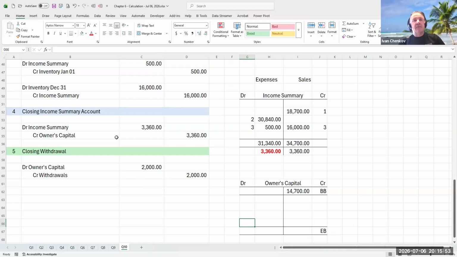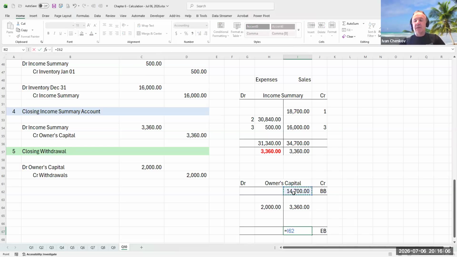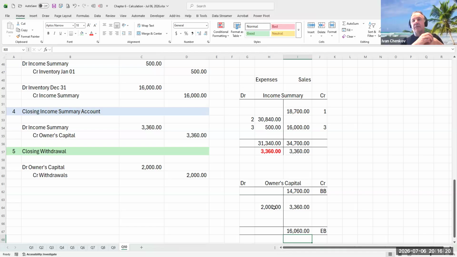First thing first, we can see from the income summary, we're adding $3,360. From the withdrawal, we're deducting $2,000. So what's the ending balance of this account? It's going to be the beginning balance plus the credits minus the debit. So the ending balance of the owner's capital account is $16,060. Make sense? Awesome.